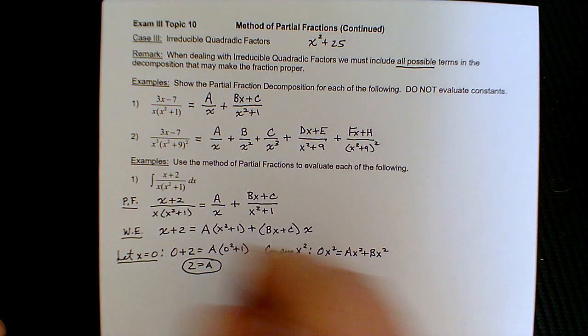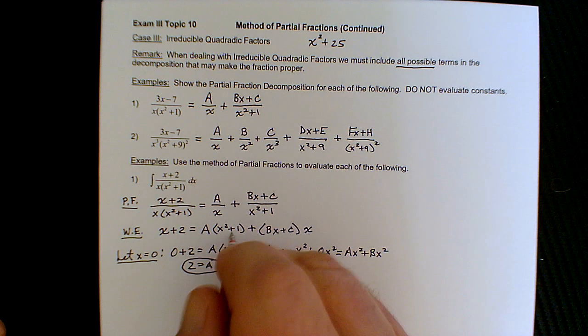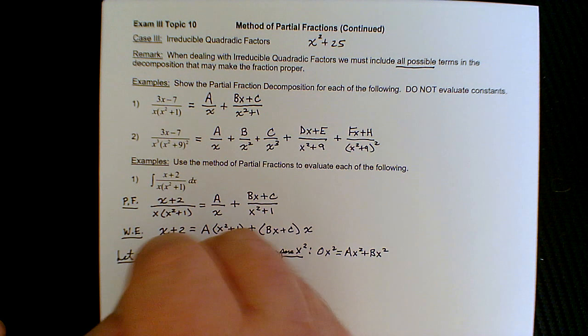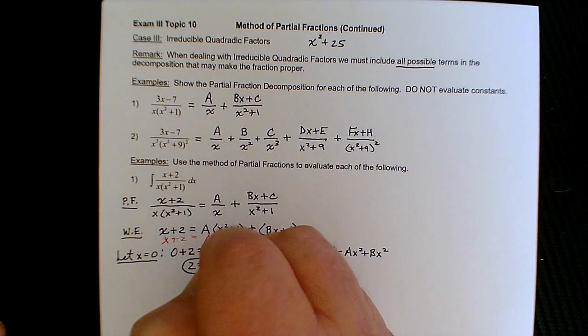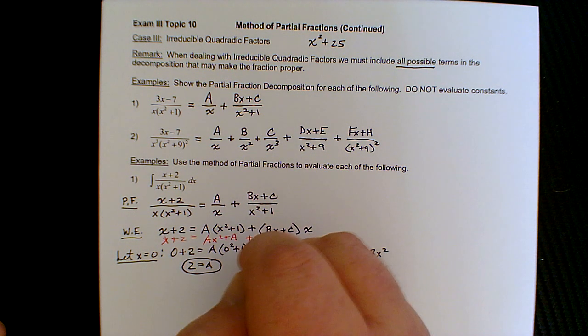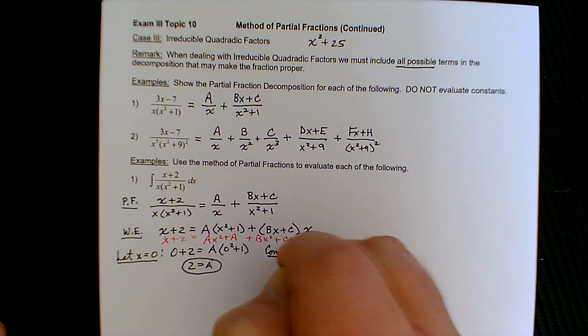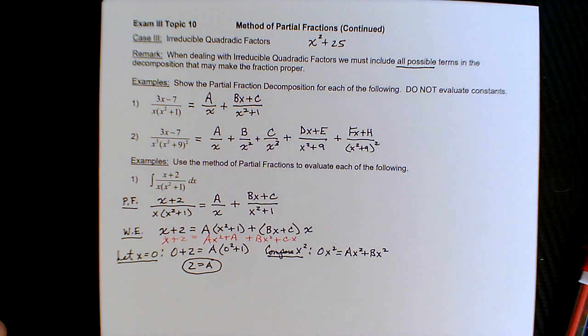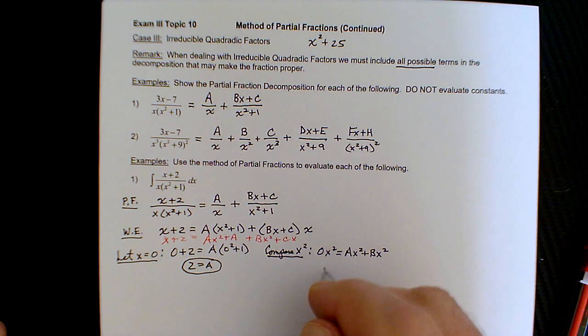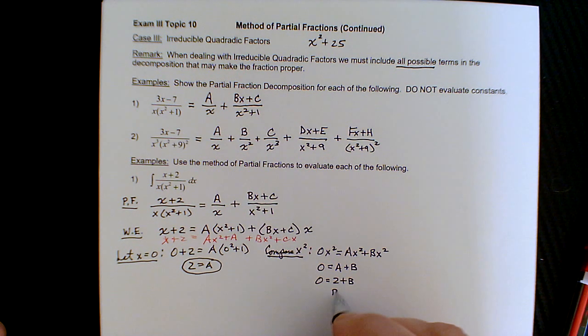And if you wanted to, as I've mentioned in the past, you should be able to just pick them out by inspection. But if you wanted to literally distribute here and then look at the like terms, that's fine as well. However you get there, at that point, divide out the x squareds. 0 is a plus b. Fortunately, we know a.